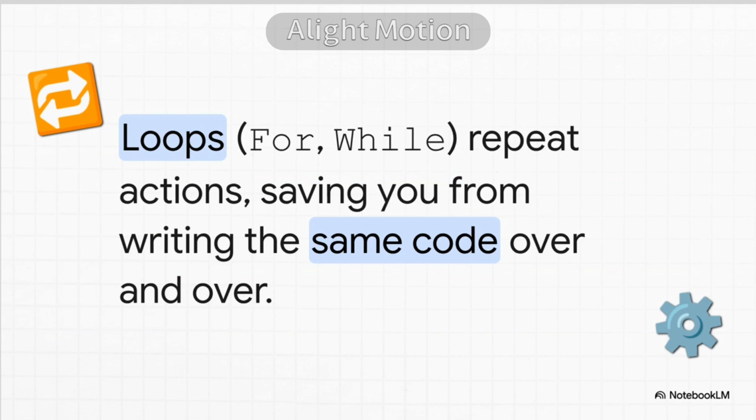And what if you need to do the same thing, say, 100 times? Imagine laying a row of 100 bricks. You're not going to write down the instruction, lay one brick, 100 times, are you? No way! You use a loop. Loops are these amazing tools for automation that just tell the computer, hey, keep doing this thing over and over until I tell you to stop.